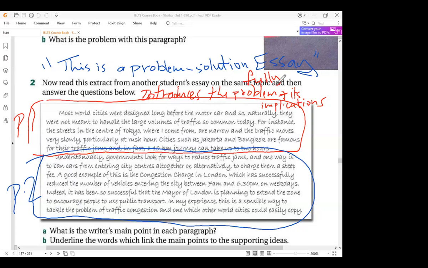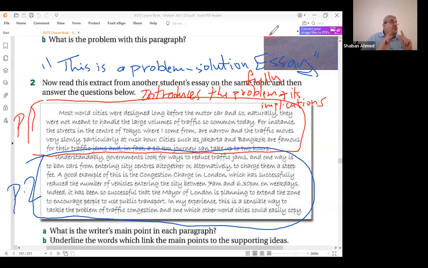Okay, what is he saying? Why should we ban cars from city centers? So this is a problem solution. We ban cars to reduce traffic. So we have a traffic jam problem. By the way, inshallah, tomorrow or after tomorrow, when we reach the problem solution essay, this is the strategy. Very easy strategy.